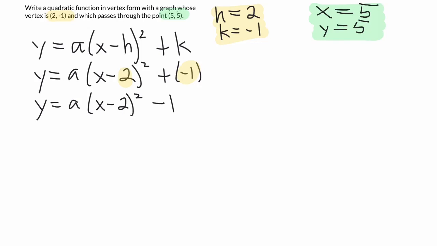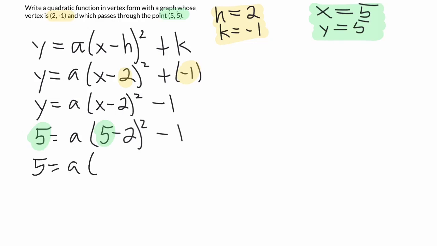So I'm going to now write my new version of this equation, and I'll highlight the places where the substitution occurred, right there and right there. And now I'm going to solve this equation for a. So I have 5 equals a times 3 squared minus 1.